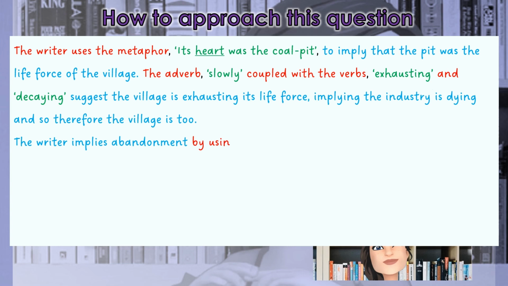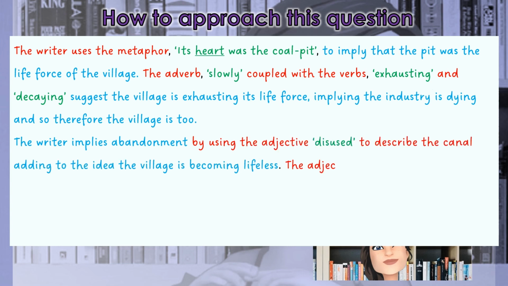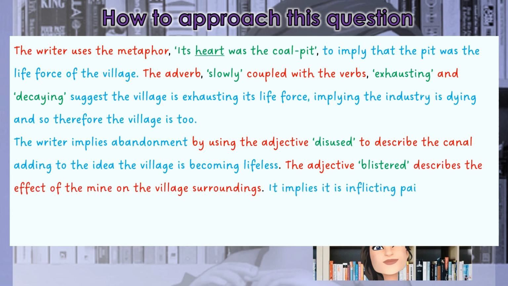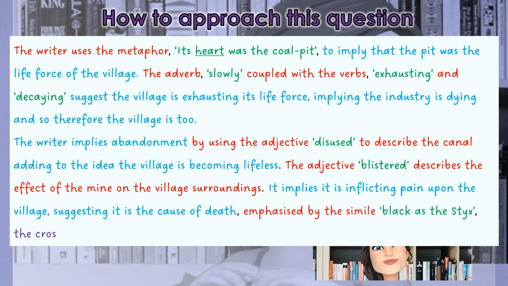The writer implies abandonment by using the adjective disused to describe the canal, adding to the idea the village is becoming lifeless. The adjective blistered describes the effect of the mine on the village surroundings. It implies it is inflicting pain upon the village, suggesting it is the cause of death, emphasized by the simile black as the Styx, the crossing to the land of the dead in Greek mythology. What do you think of this answer, and how does it compare to your own?